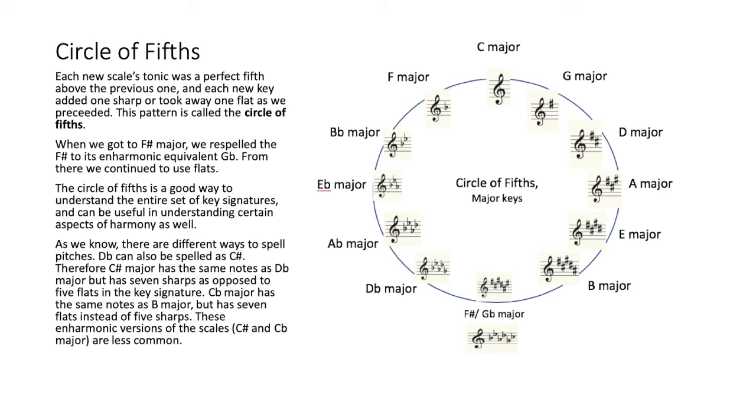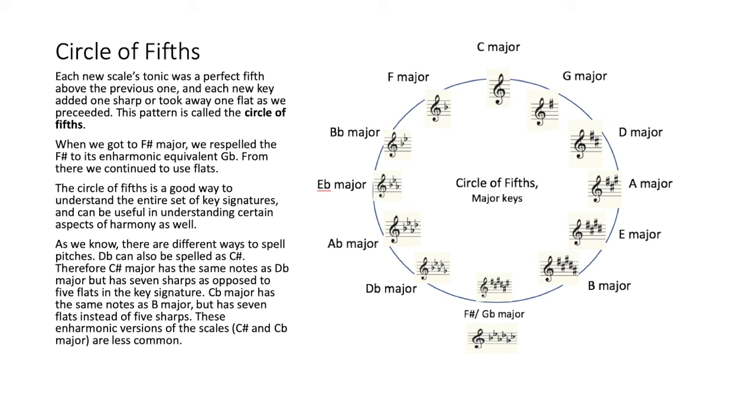Each new scale's tonic was a perfect fifth above the previous one, and each new key added one sharp or took away one flat as we proceeded. This pattern is called the circle of fifths. When we got to F sharp major, we respelled the F sharp to its enharmonic equivalent, G flat. From there, we continued to use flats.